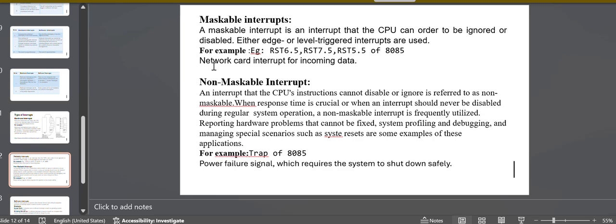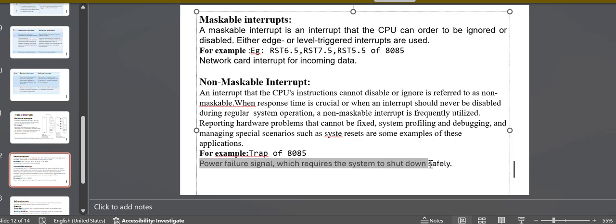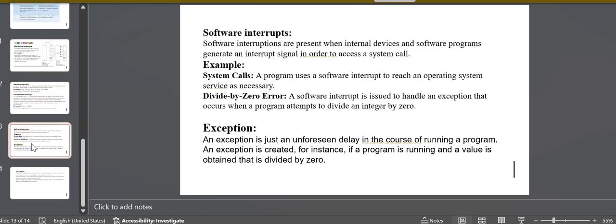Now the non-maskable interrupt. An interrupt that the CPU instructions cannot disable or ignore is referred to as a non-maskable interrupt. When response time is crucial or when an interrupt should never be disabled during regular system operations, a non-maskable interrupt is frequently utilized. Reporting hardware problems that cannot be fixed, system profiling and debugging, and managing special scenarios such as system resets are some examples of these applications. Here you can see examples of non-maskable interrupts.